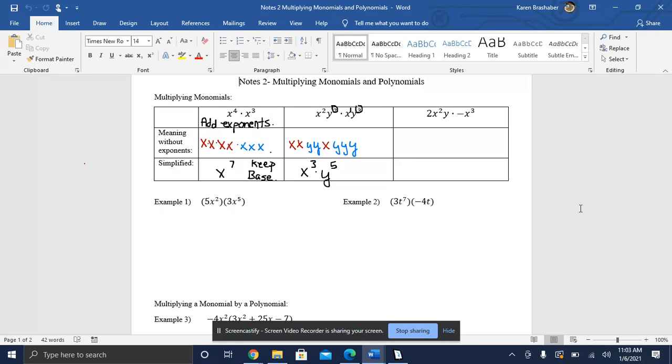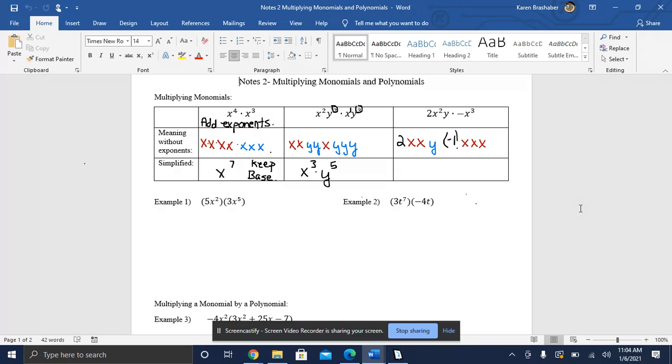And then finally, we have this last example where you have 2x to the 2nd y times a negative x to the 3rd. So we have our base of 2. It also could be called a coefficient. We have our base x, and it has an exponent of 2. And we have our base of y. Now, this is multiplied by a negative. So I'm going to write a negative 1 as our coefficient. And then we have x as our base with an exponent of 3. So we'll write the x 3 times.